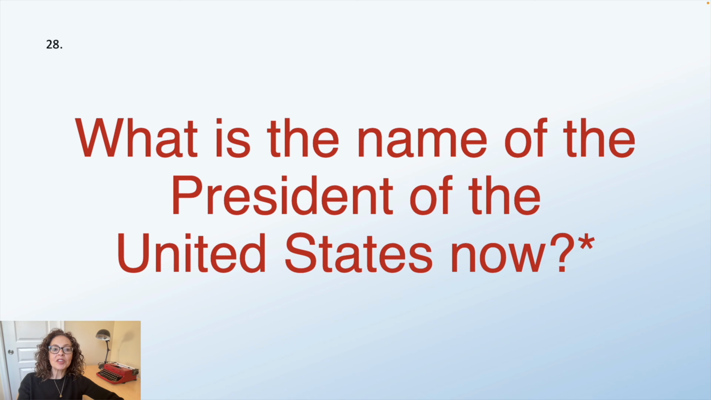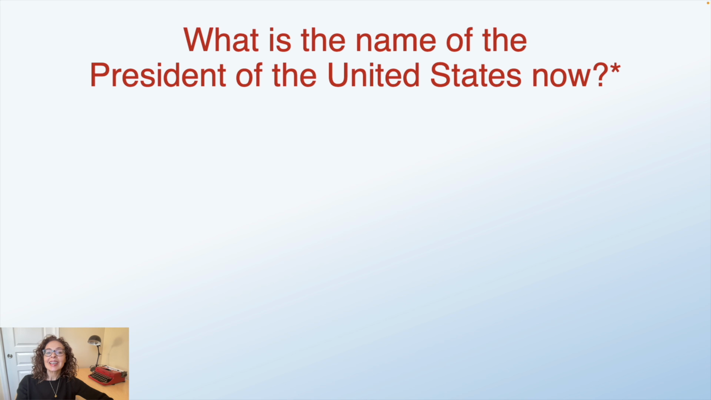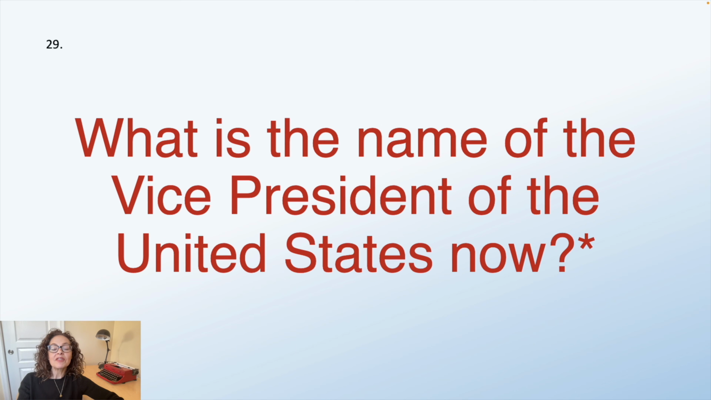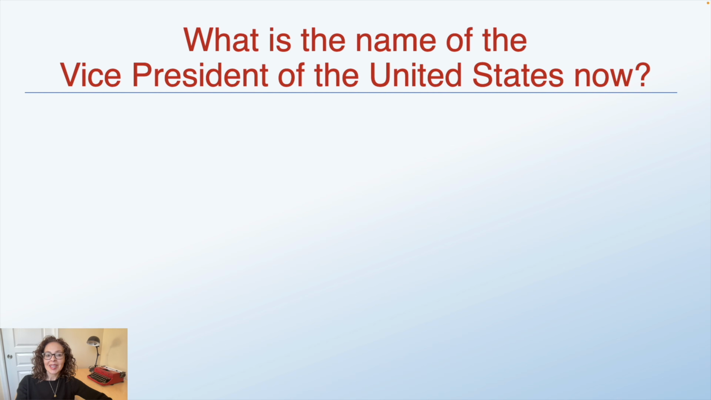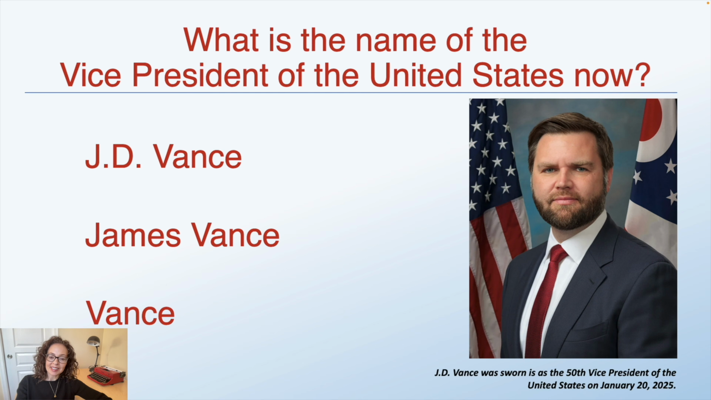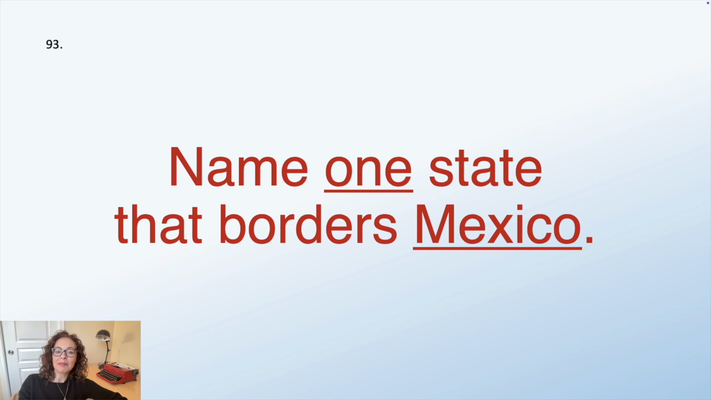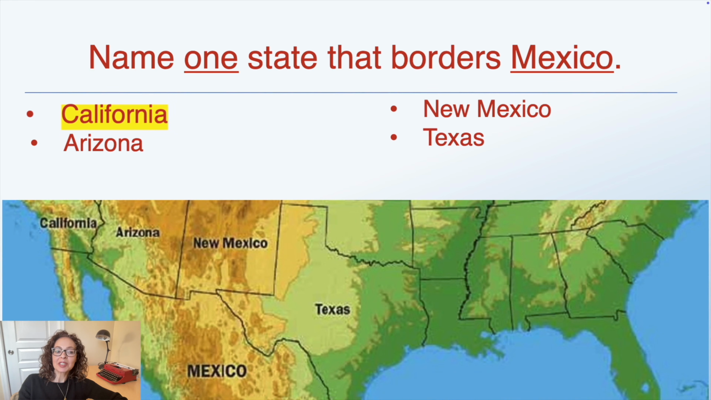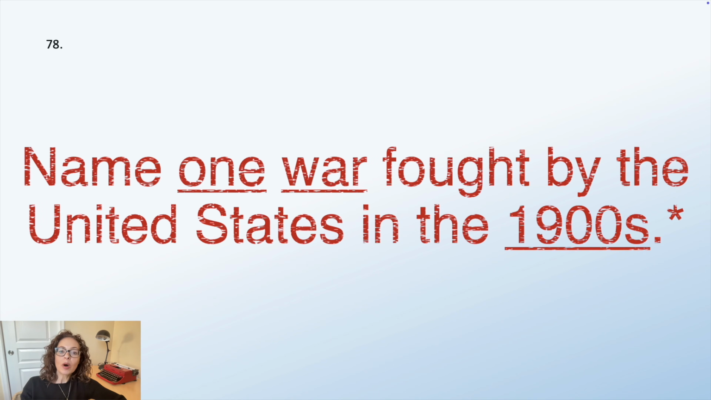What is the name of the President of the United States now? That is Donald Trump. What is the name of the Vice President of the United States now? That is J.D. Vance. Name one state that borders Mexico. Okay, there are 4 to choose from. I chose California. Name one war fought by the United States in the 1900s.